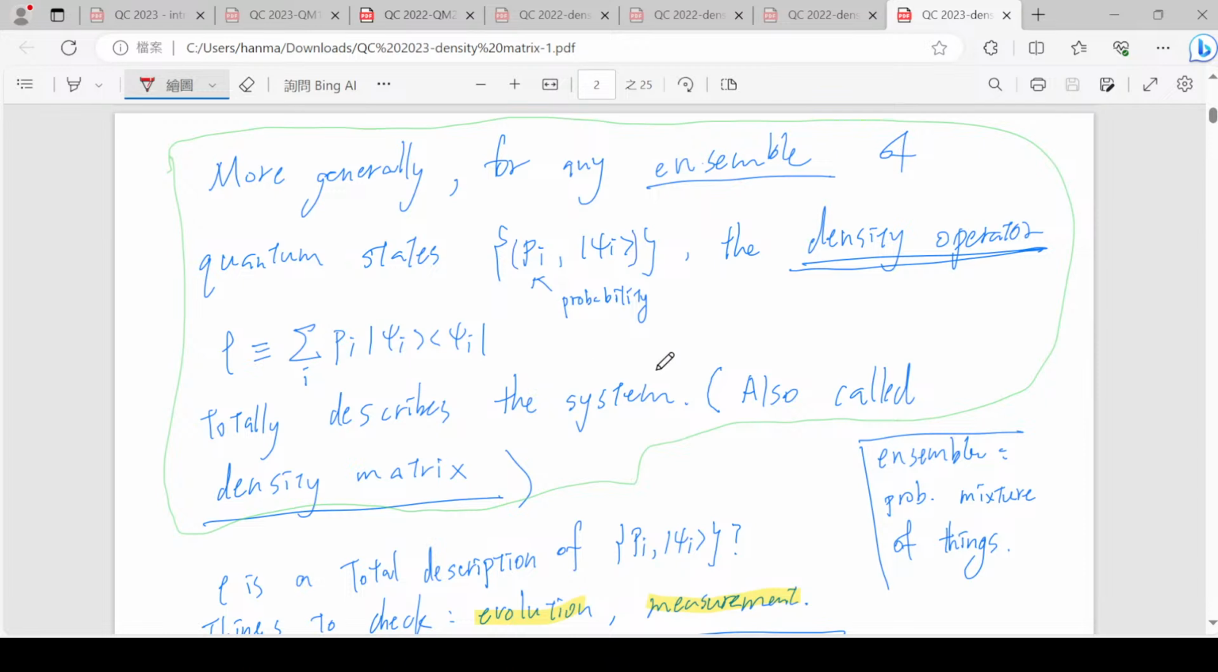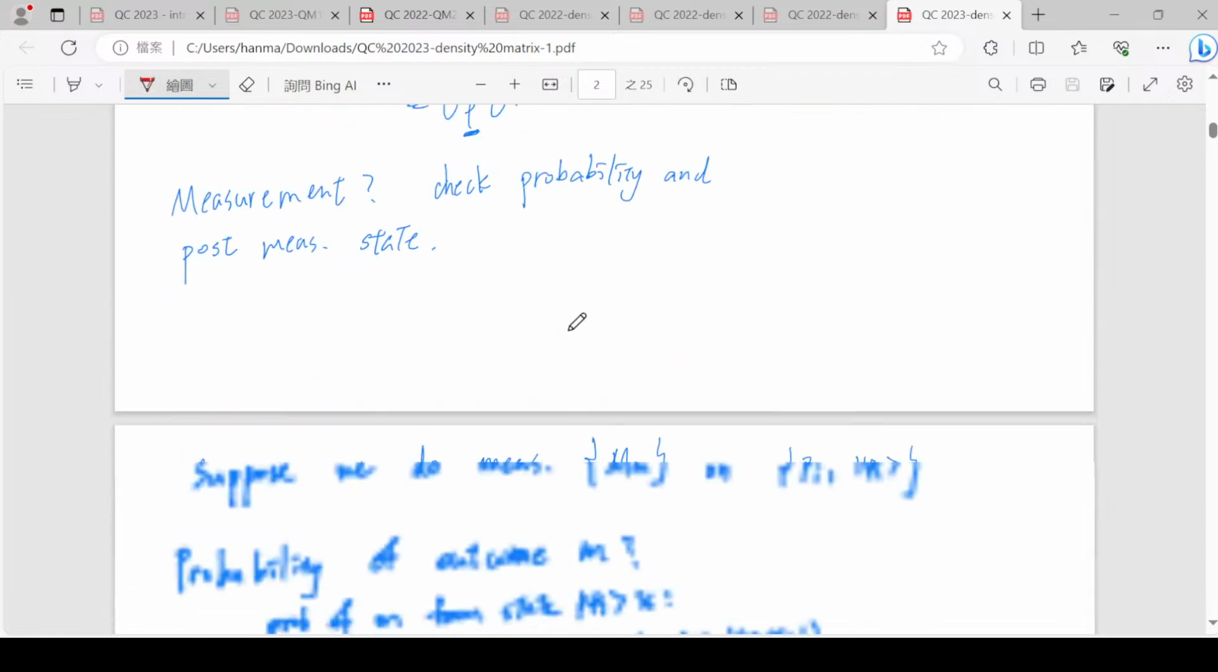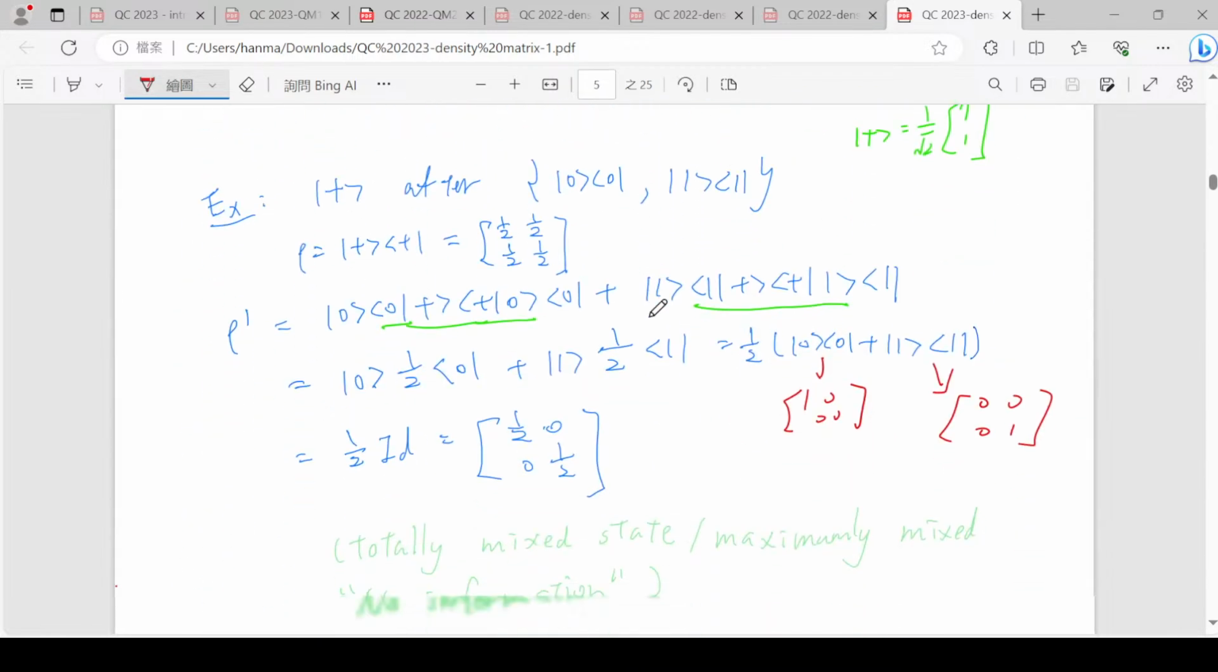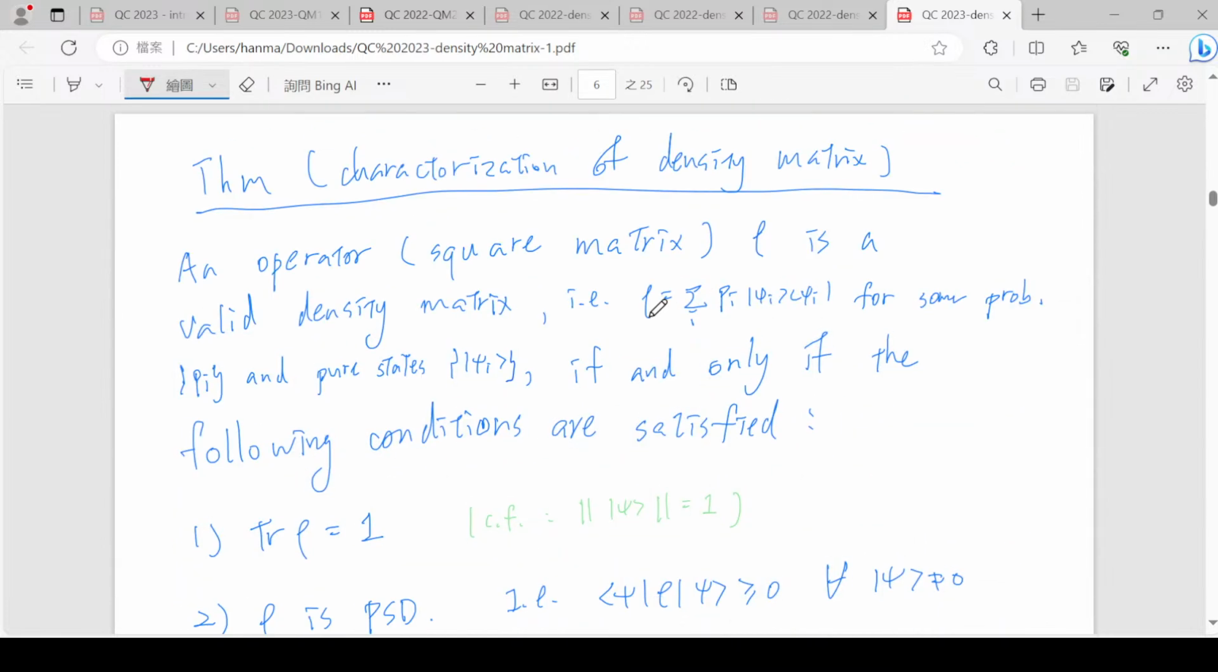Now we kind of want to go in reverse. What if we just get some density matrix rho, whatever matrix? Can we know whether it corresponds to some ensemble? And I put a question mark because I know the answer is yes, and we have a really easy characterization.